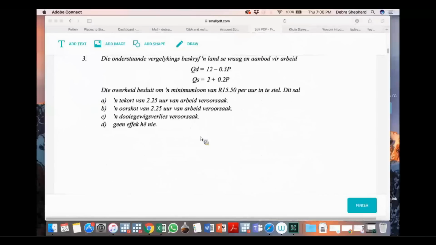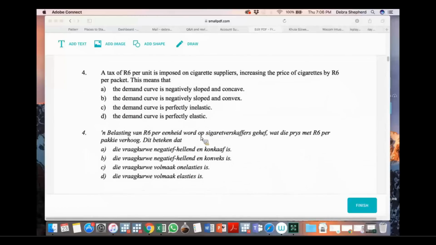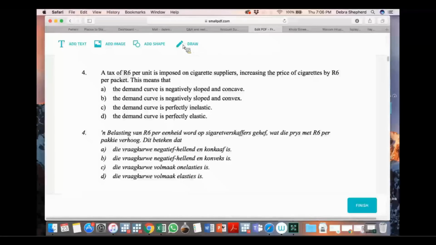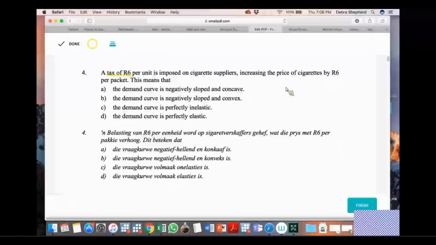Okay, so that's just the point of trying to think about the question a little bit deeper. Question 4 says, a tax of 6 Rand per unit is imposed on cigarette suppliers, increasing the price of cigarettes by 6 Rand per packet. This means that... So in this question, there is a tax of 6 Rand, and as a result of this tax, the price goes up by the full value of the tax.